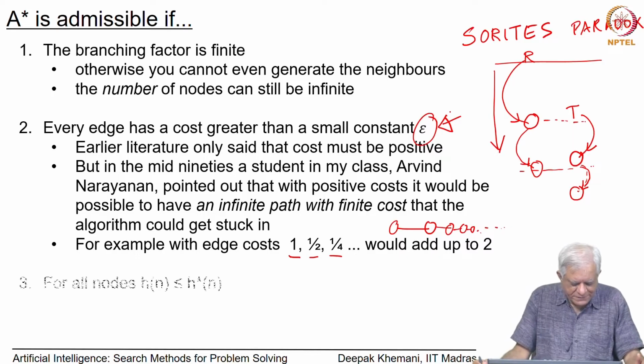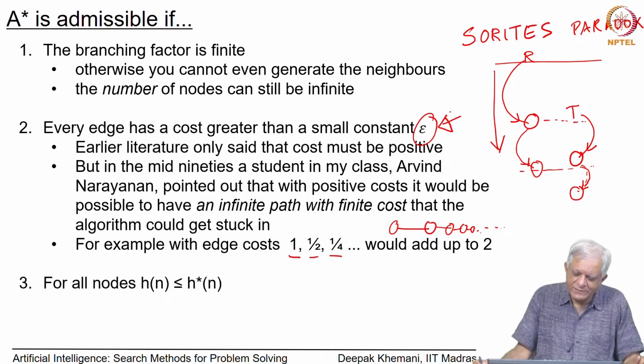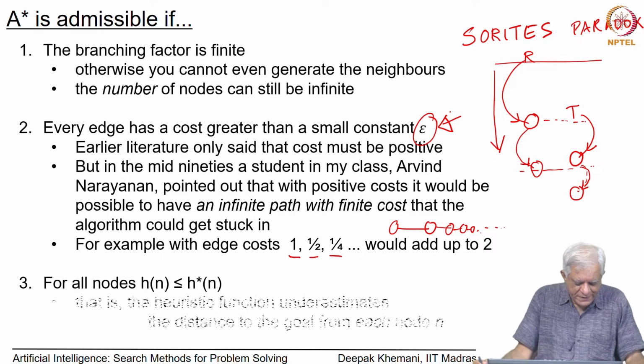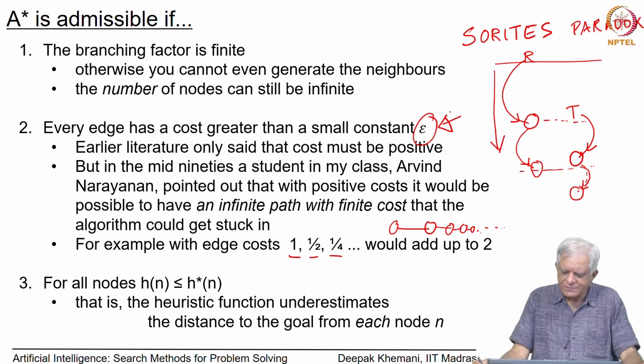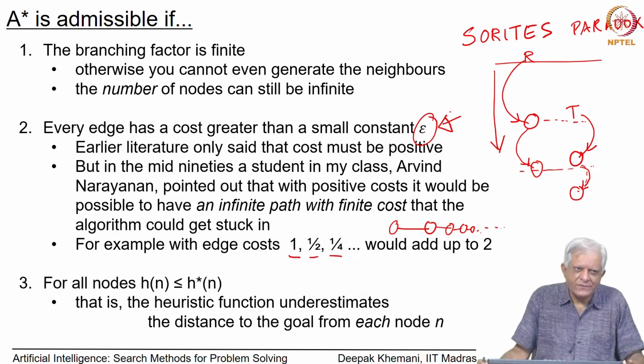The third condition is that, as we have observed now, for all nodes h of n should be less than or equal to h star of n, which means that the heuristic function always underestimates the distance to the goal from each node n. What we will do now is a formal proof of the admissibility of A star given these three conditions. So, what are the three conditions?